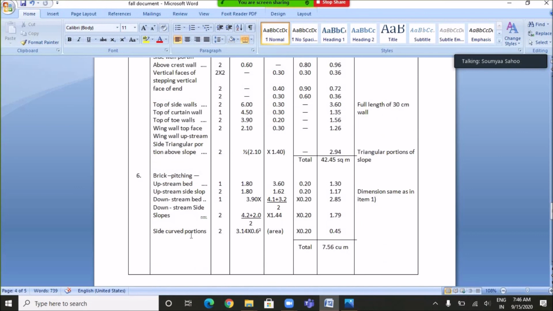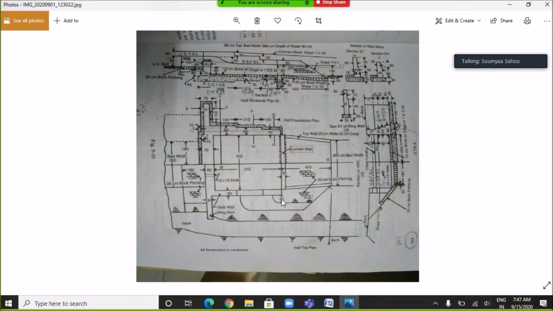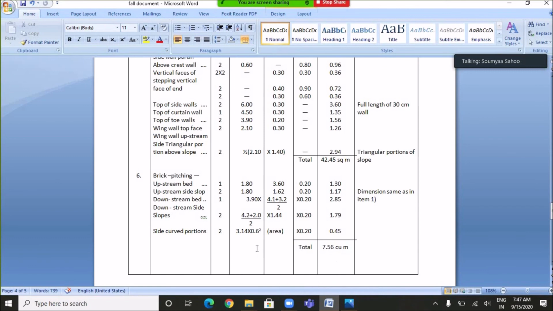And lastly, we have to calculate the brick pitching for the side curve portions. So the number will be 2, and the area will be, as you can see, the radius is 60 centimeter. So the area will be pi into 0.6 square, and the depth of the pitching will be 0.2 meter. So the total quantity of the brick pitching will be 0.45 cubic meter. And if we add all the quantities of brick pitching, we are going to get the quantity 7.56 cubic meter.